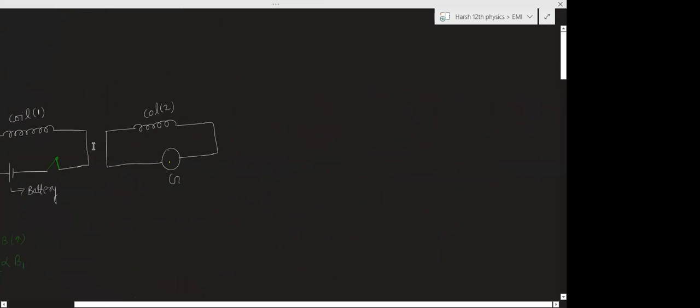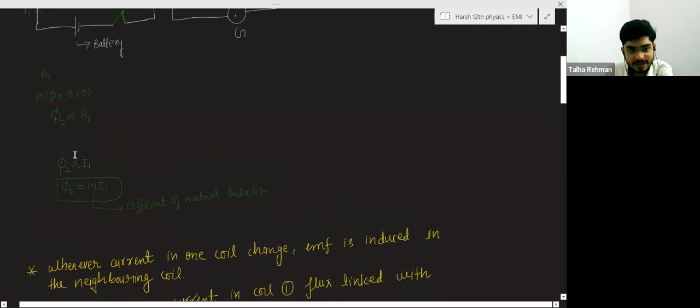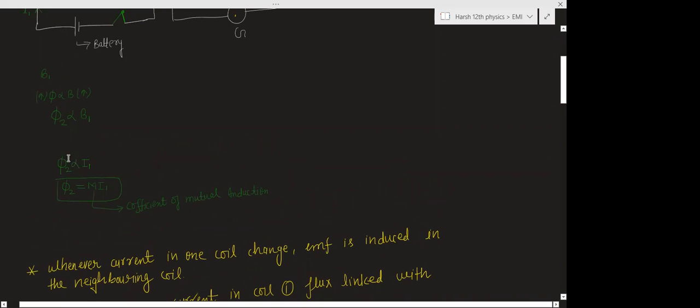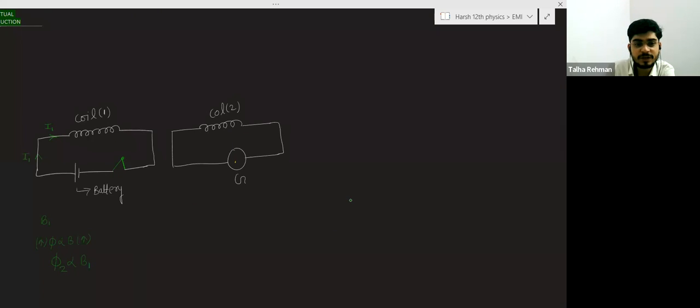And tell me, when the magnetic flux is increasing, as current I1 is increasing, this current I1 is increasing in this coil. Magnetic flux in this coil is increasing. So there will be one induced current in this circuit. So that is why there is deflection in the galvanometer.